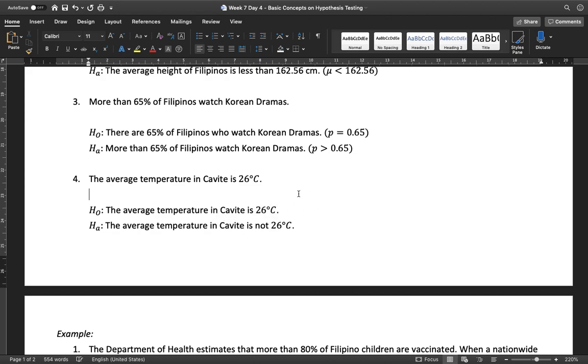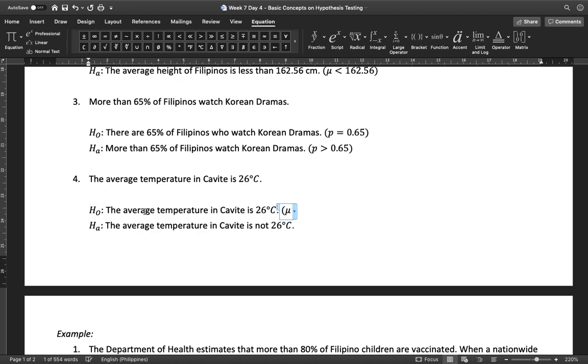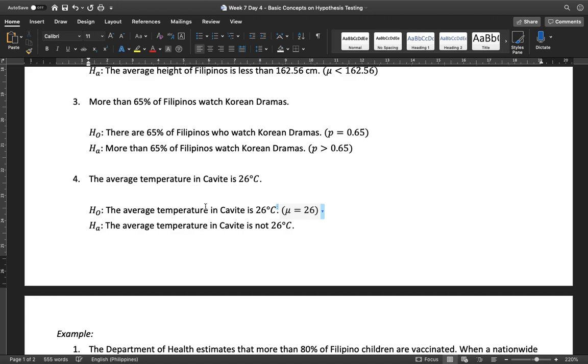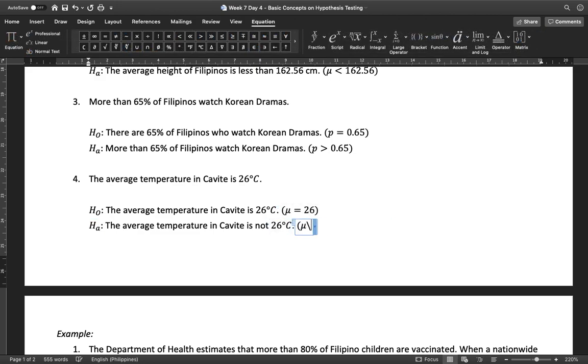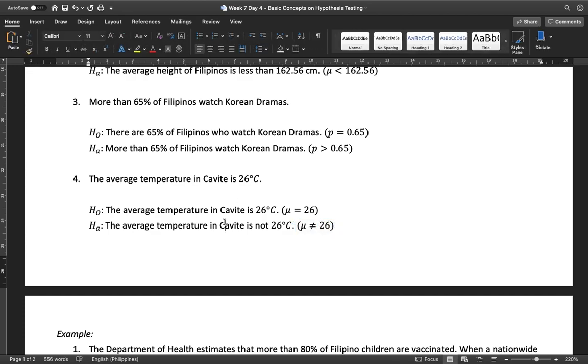The average temperature in Cavite is 26 degrees Celsius. So, yung parameter natin, temperature, and hypothesized value, 26 degrees Celsius. So, the average temperature in Cavite is equal to 26. The parameter is equal to 26. And the alternative hypothesis natin, the parameter is not equal to the hypothesized value of 26 degrees Celsius. Not equal to 26. So, that's how we go around in creating a null and alternative hypothesis.